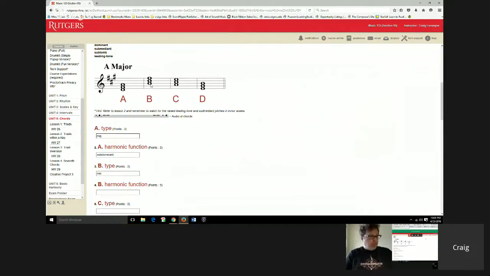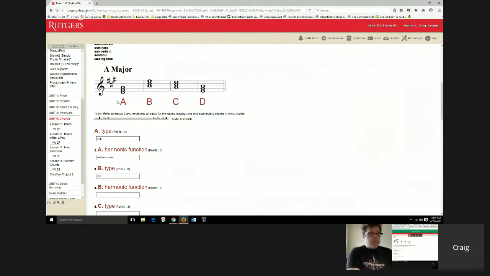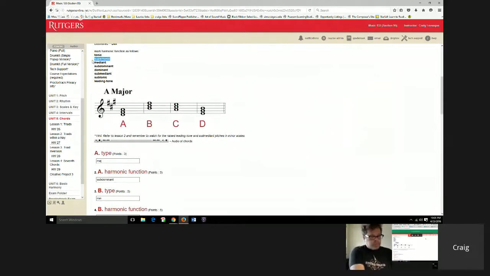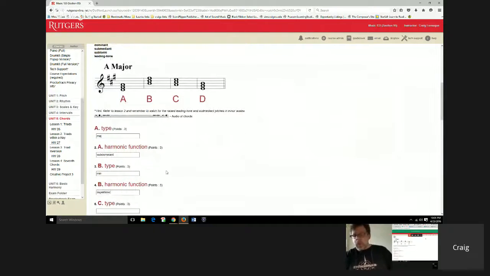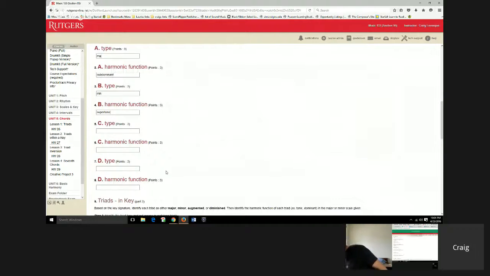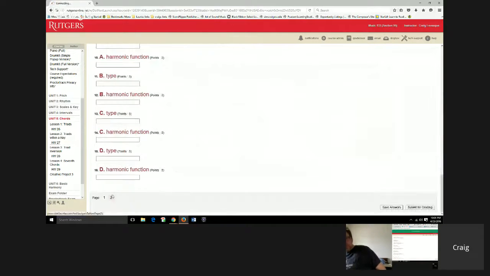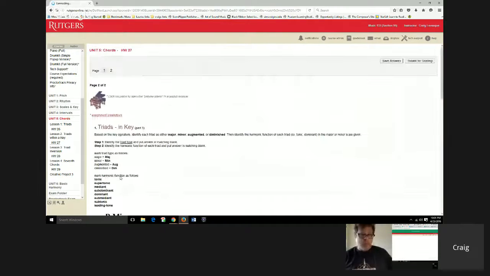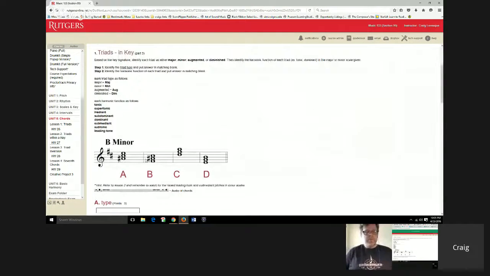And since B is the sixth step of the, it's the second step of the A scale, then I know it is going to be supertonic. So that's fairly straightforward in major. What gets tricky is when we go over to the second page when we have minor, because minor has these pesky accidentals. And hopefully you know by now that the accidental is the raised seventh step of the scale, and we also have the subtonic versus leading tone issue.